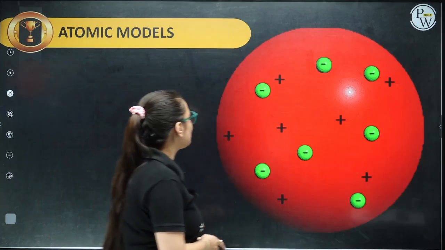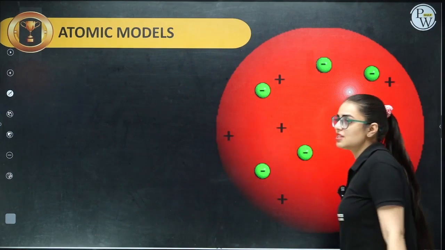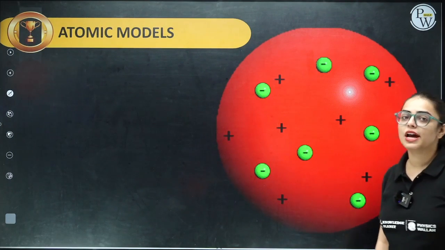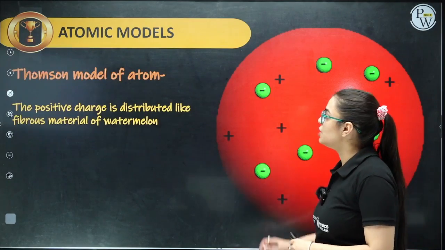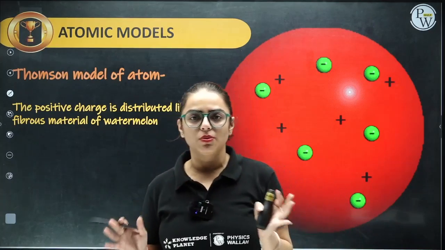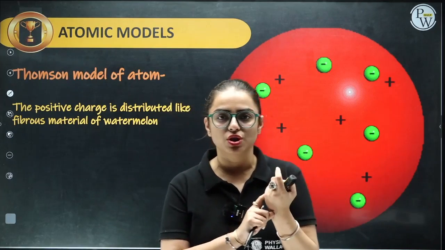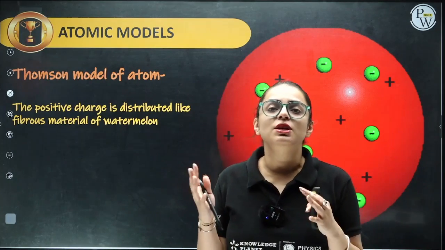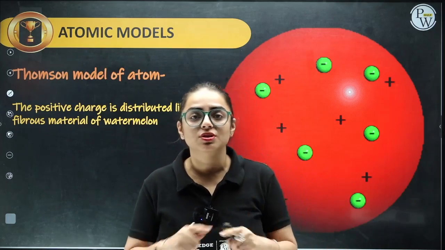Proton. Now coming back to the next concept, we have atomic models, and starting with the very first atomic model, we have Thomson model of atom. Now what do you think? What is Thomson model of atom? Thomson model of atom: till now we have understood that atom is made up of electrons, protons and neutrons. But what about the arrangement of electrons, protons and neutrons in the atom?